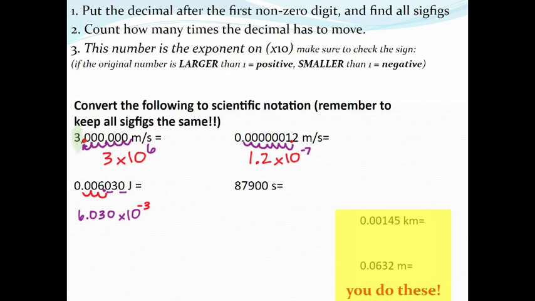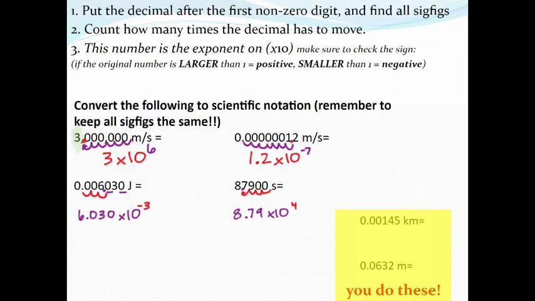Last example I'm doing with you. From left to right, the first non-zero digit is 8, so we're going to make it 8.79. These two trailing zeros are not sig figs because there's no decimal anywhere in that number, at least the original number. So our base is just going to be 8.79. Put the times 10 after it. And then to get that decimal where it needed to be, we had to move it 4 times. And this number is larger than 1, so it is going to be a positive 4 there.